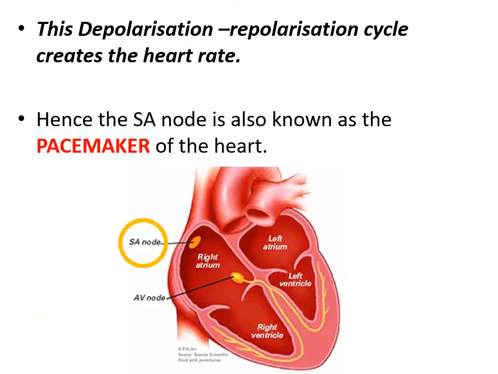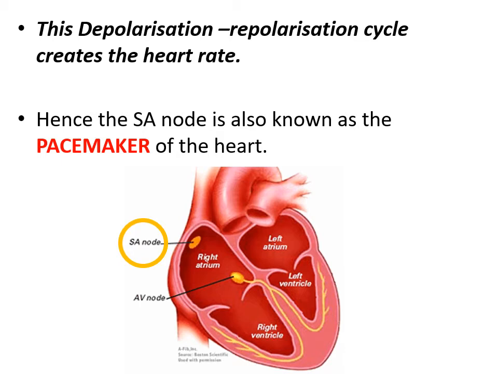So this depolarization and repolarization cycle creates the heart rate. Therefore, the sinoatrial node, or the SA node, is also known as the pacemaker of the heart. Pacemaker means it controls the speed. So what is the normal speed of a heartbeat? That is 60 to 80 beats per minute.